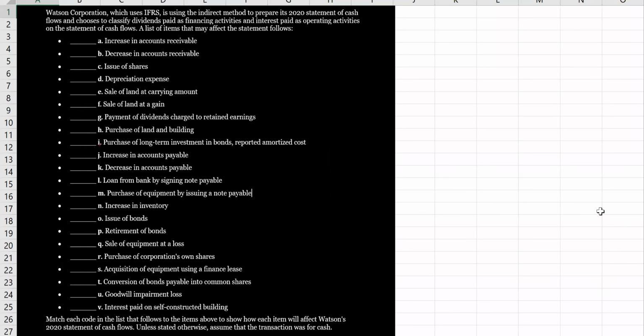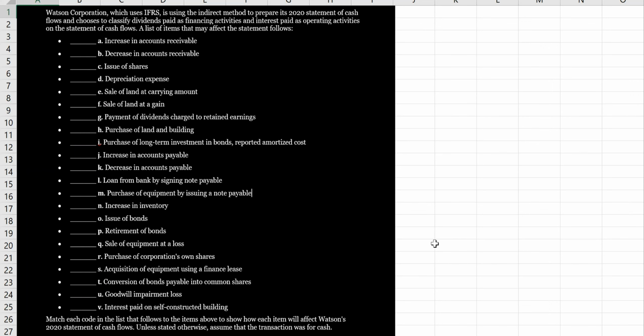Let's walk through a question that will require us to classify different types of transactions on the cash flow statement. Watson Corporation, which uses IFRS, is using the indirect method to prepare its 2020 statement of cash flows and chooses to classify dividends paid as financing activities and interest paid as operating activities on the statement of cash flows. A list of items that may affect the statement is as follows.